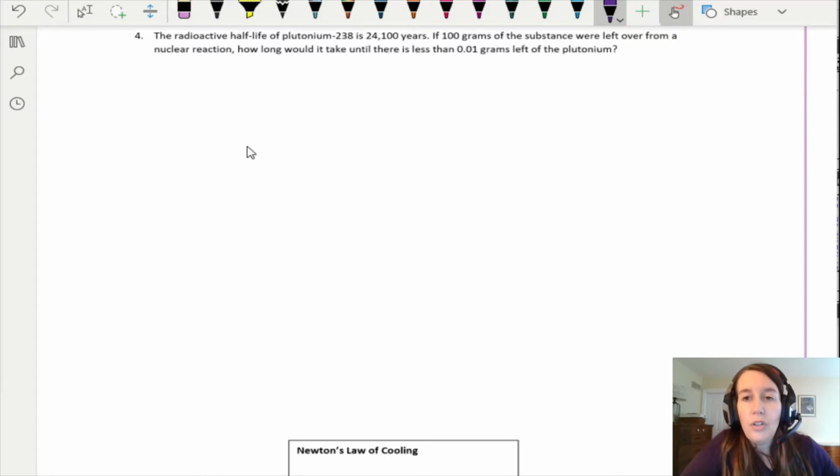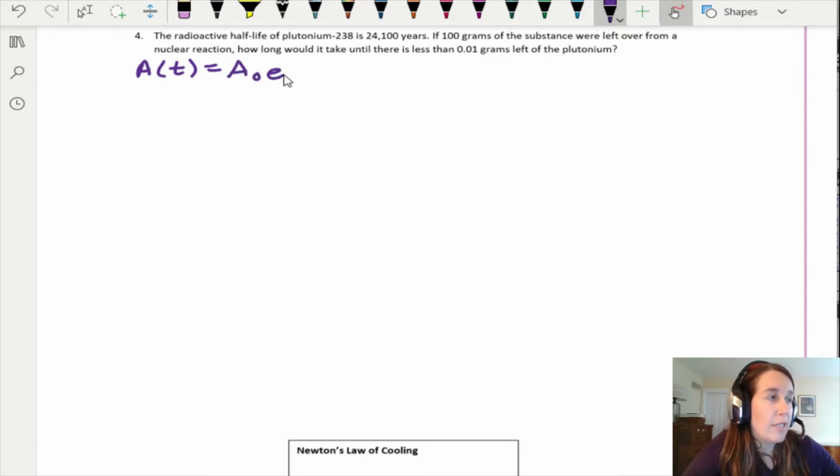So it says 100 grams of the substance were left over from a nuclear reaction. How long would it take until there was less than 0.01 grams left of the plutonium? Okay, so first of all, we know that our basic equation is A of t is equal to A naught times e to the kt. And then we're going to plug the things in that we know so that we can solve to create a model for this equation. So first of all, there were 100 grams to begin with.